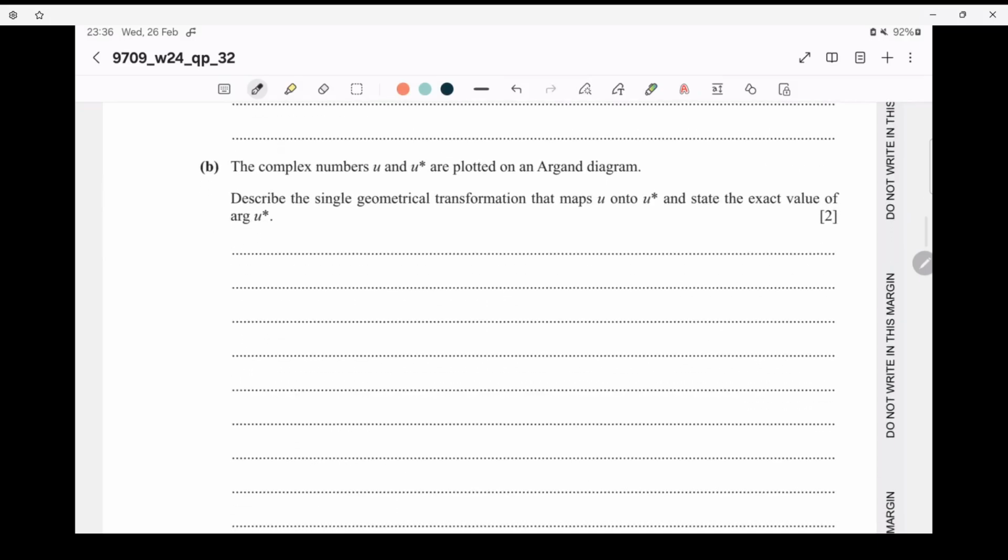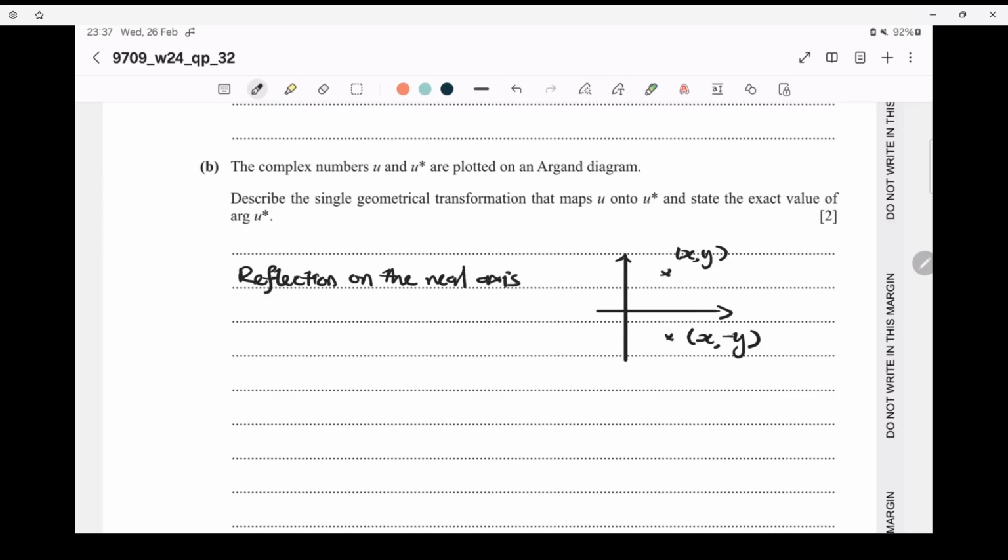You have a conjugate, so a single geometric transformation. The definition of conjugate is that if you have, let's say here is (x, y), the conjugate is here, (x, minus y). Alright, so the transformation is a reflection on the real axis, which is our x-axis. So that's your transformation.